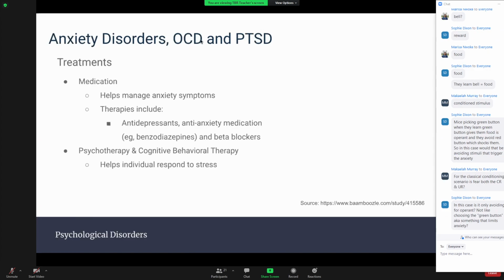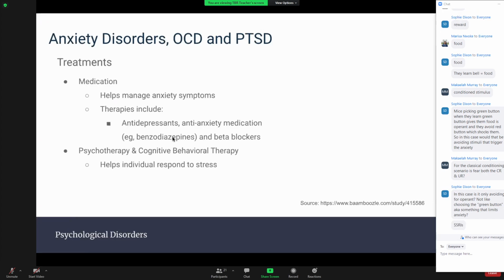And as a good segue, the treatments for these types of disorders include medication. The medication typically targets the anxiety symptoms, and those medications include antidepressants, anti-anxiety medications, and beta blockers. In the case of anti-anxiety medications, it might be a good idea to remember an example of them, which is benzodiazepines. The thing that I would think about memorizing is that a benzodiazepine is not an antidepressant, it's an anti-anxiety medication. SSRIs, as you brought up, Sophie, are antidepressant medications, and we'll talk about them shortly.